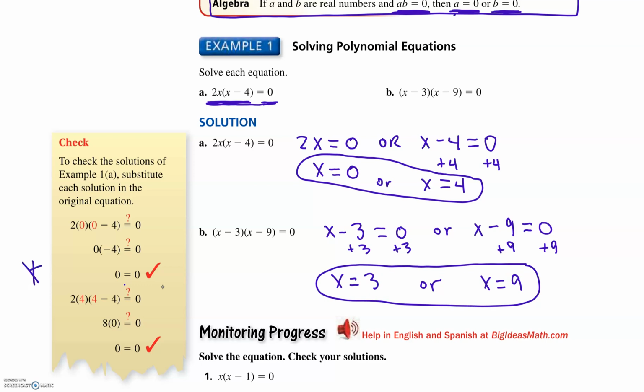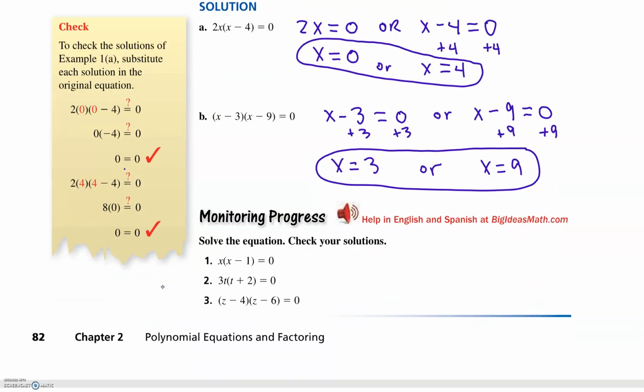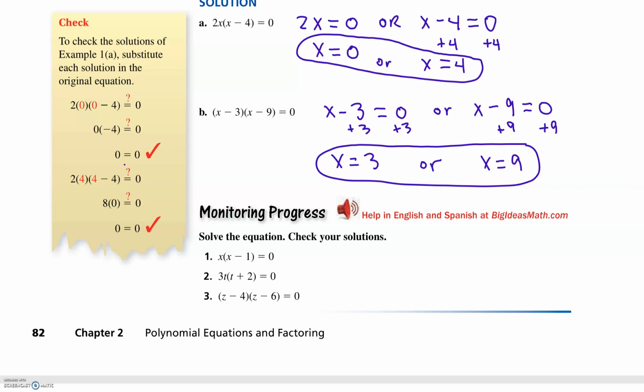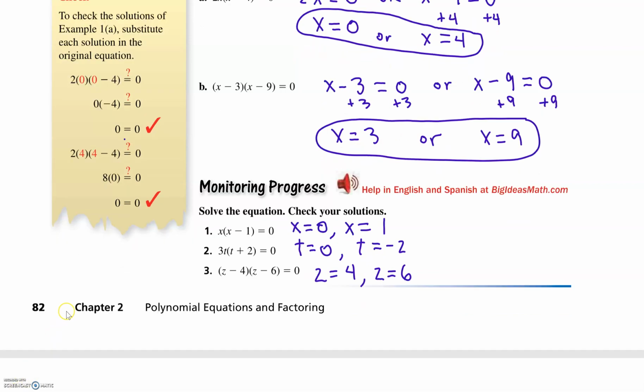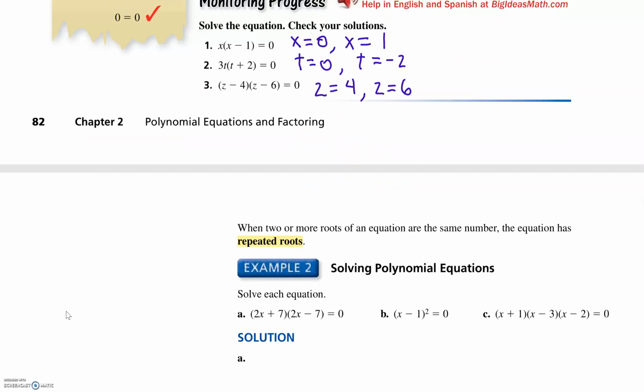Okay, notice you can check your solutions as well. In part A, they've checked both of them. We could do the same kind of thing for part B. If we plug in a 3 for x, because 3 take away 3 is 0, we would have 0 times negative 6, which would be 0. So you can easily check your solutions. I'm going to ask you to pause and see how you do with the monitoring progress problems. Okay, if you did any of the monitoring progress problems, you can check your solutions there. Notice we don't always have to work with x. We can work with whatever variable we're given. Okay, we're going to move to the next page.